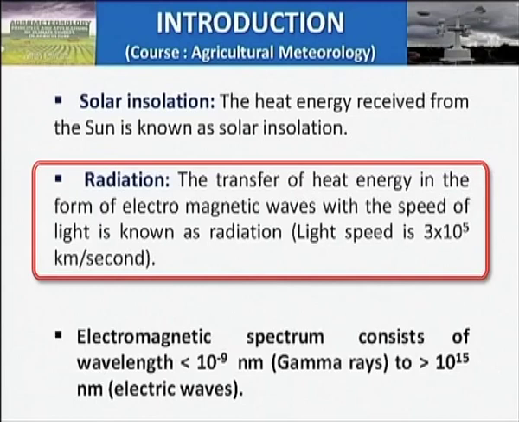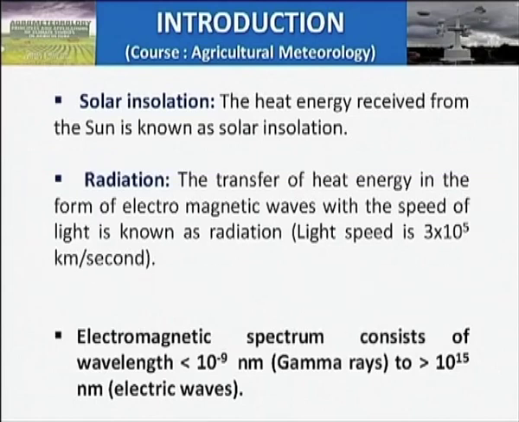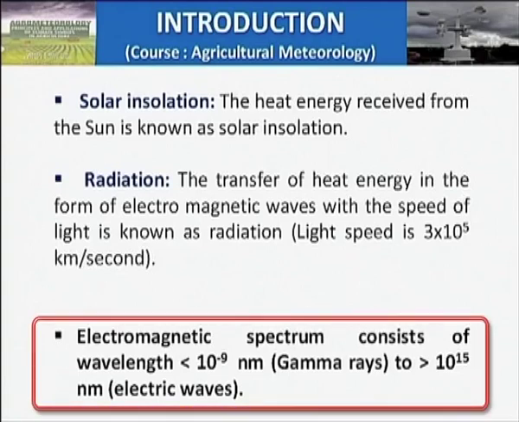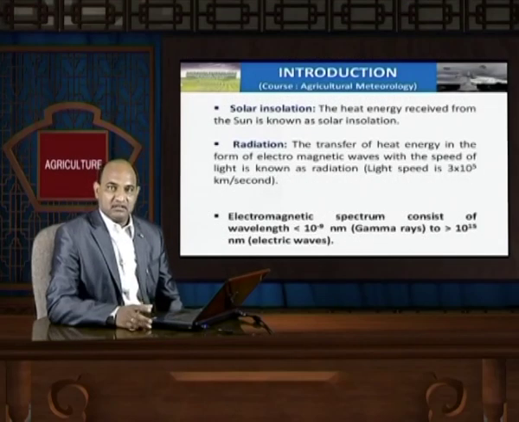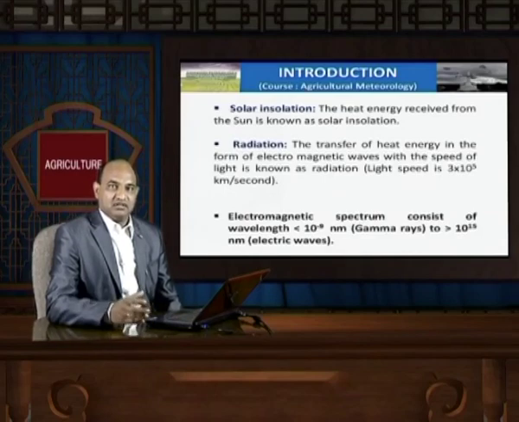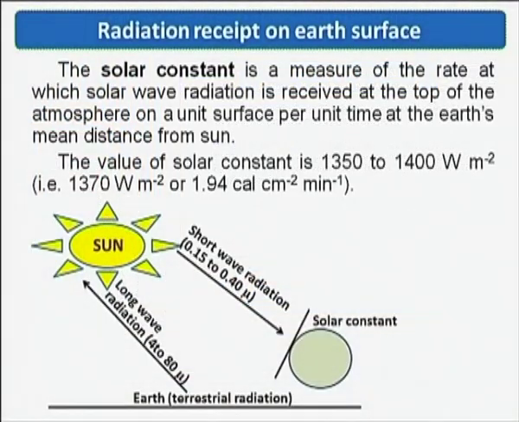Now we know that radiation comes in the form of electromagnetic waves. The electromagnetic spectrum consists of wavelengths from less than 10 raised to minus 9 nanometer, that is gamma rays, to 10 raised to 15 nanometer, that is electric waves. To understand solar radiation, it is very important to learn about electromagnetic waves, because solar radiation comes in the form of these waves.